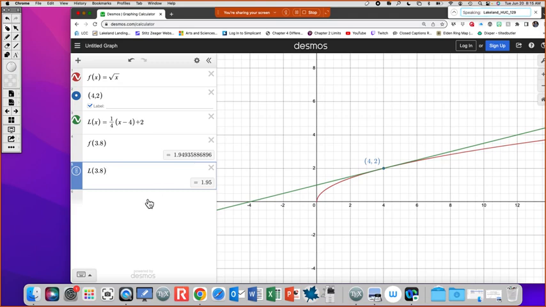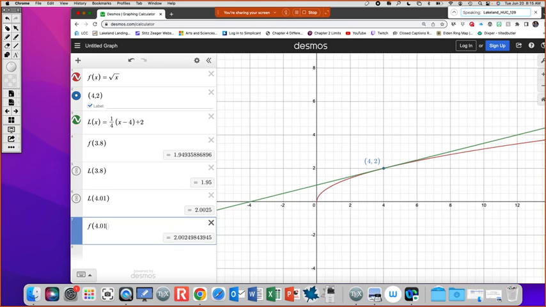Okay. In fact, we could use this line to approximate all kinds of numbers. All kinds of values close to 4. For example, what's the square root of 4.01? I don't know. It's a little more than 2. The linear approximation is 2.0025. What's the actual retail value of that? Pretty close. You with me or not, folks? This is the idea of local linearity. Okay.